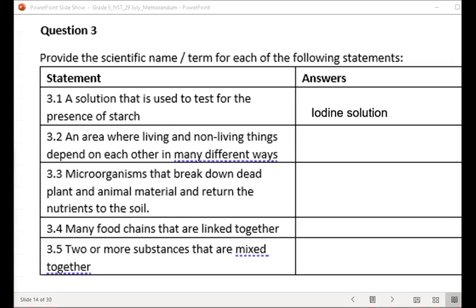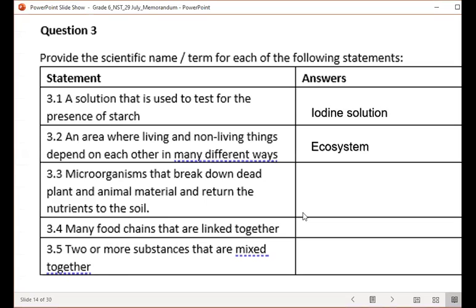3.2, an area where living and non-living things depend on each other in many different ways. Ma'am, that is an ecosystem. Beautiful. All right. Thank you very much. There we go, ecosystem.